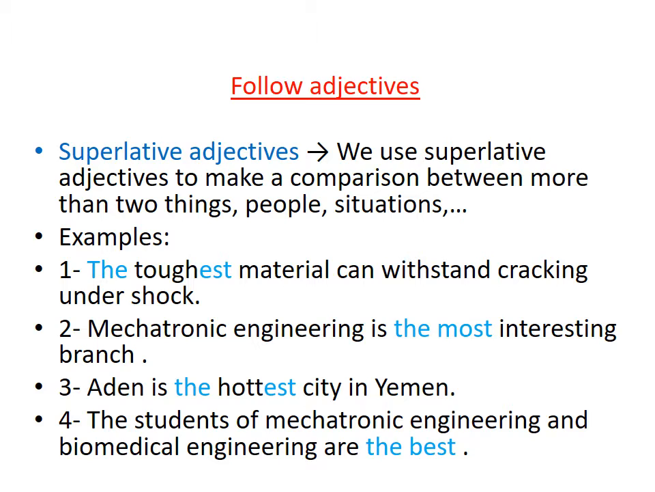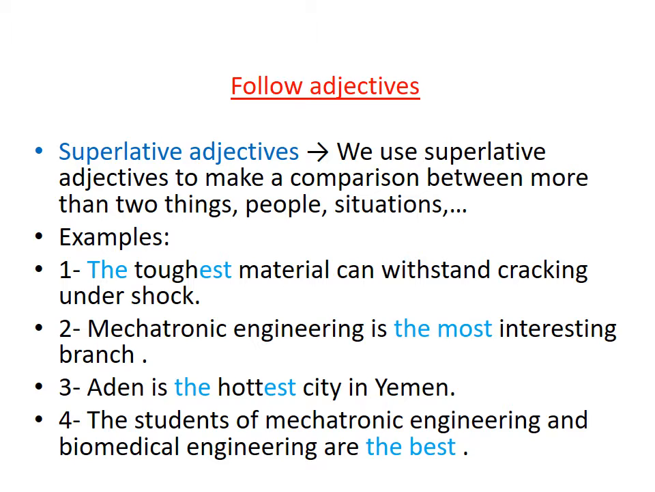We knew how to make the comparative adjective. We said that we will add er to the adjective. That is the comparative adjective. Here, we will not add er, we will add something different, which is est or most. Look at the examples first. Look at the first one. The toughest material can withstand cracking under shock. This is the sentence. Where is the adjective? Yes, tough. Tough is the adjective.